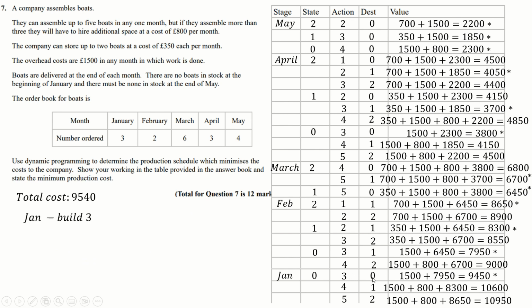Like we've left none in storage for February. Most efficient thing to do there was build 3 in February. That leaves 1 in storage for March, in which case we build 5 in March. That leaves 0 for April, in which case optimum strategy was to build 3 in April. And that leaves 0 for May, in which case the optimal strategy was to build 4. And that will be the answer.